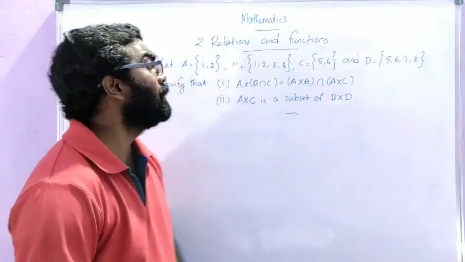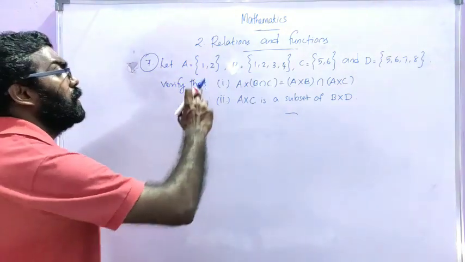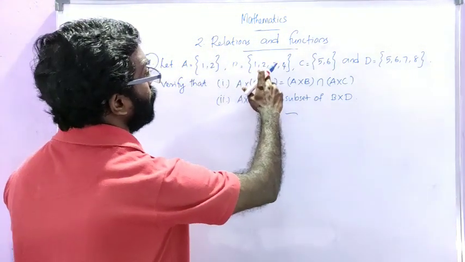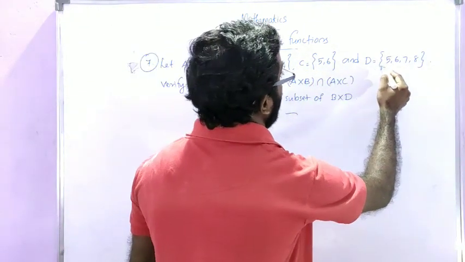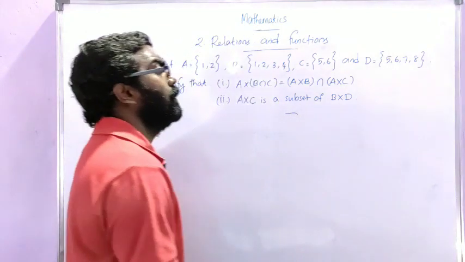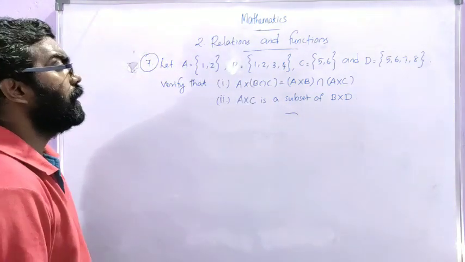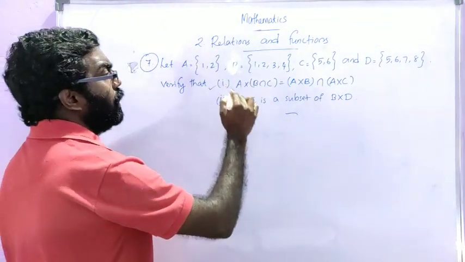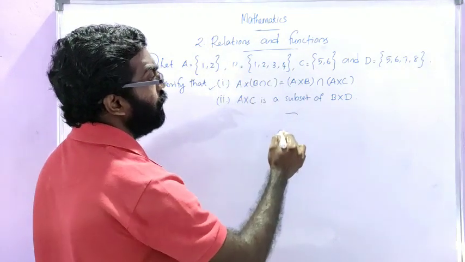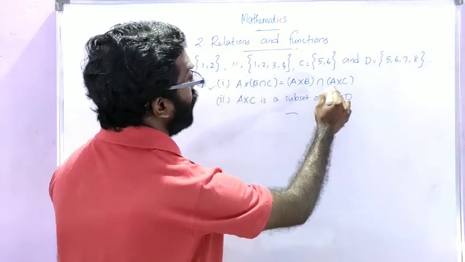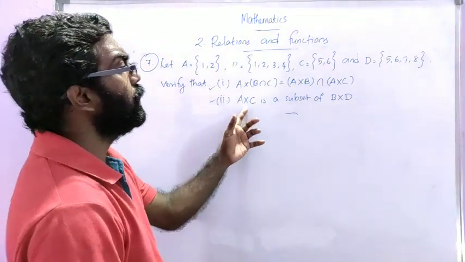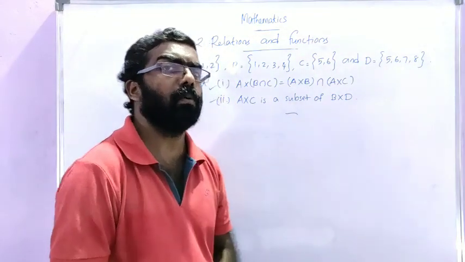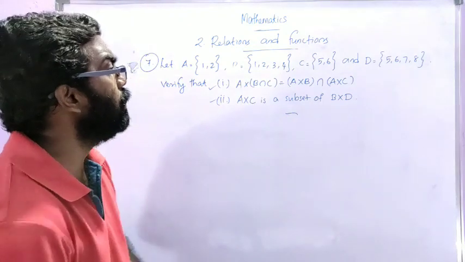Here the next question is, let A equal to set {1, 2}, B is equal to set {1, 2, 3, 4}, C is equal to set {5, 6}, and D is equal to set {5, 6, 7, 8}. Verify that first one, A × (B ∩ C) equals (A × B) ∩ (A × C), and the second one, A × C is a subset of B × D.